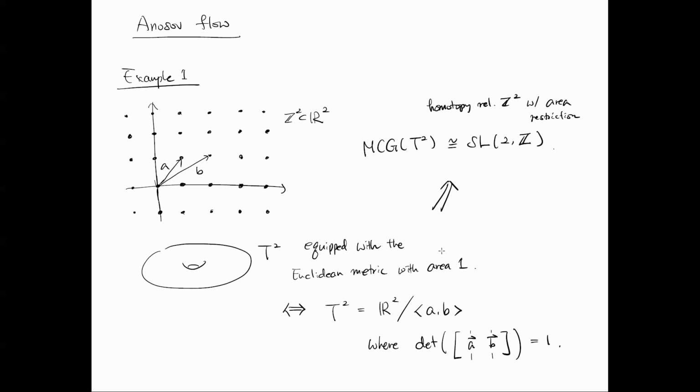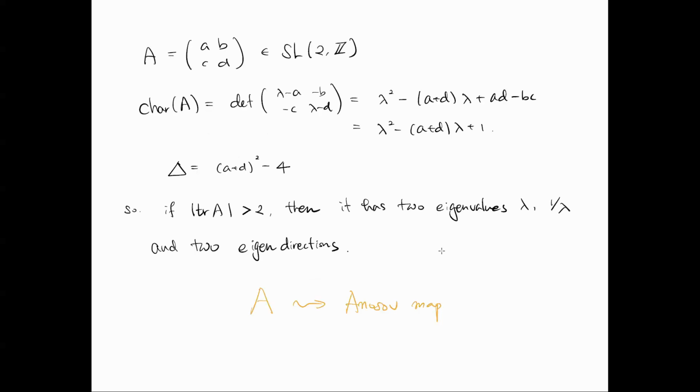So if you pick an element in SL2Z, it's a 2x2 matrix with integer coefficients. And the characteristic polynomial, you write it like this. So the discriminant of this is (A plus D) squared minus 4. What is A plus D? That's the trace of this 2x2 matrix. So when the absolute value of the trace is bigger than 2, then it has 2 eigenvalues. Let's call them lambda and 1 over lambda. In this case, the corresponding mapping class is called an Anosov map of T2.